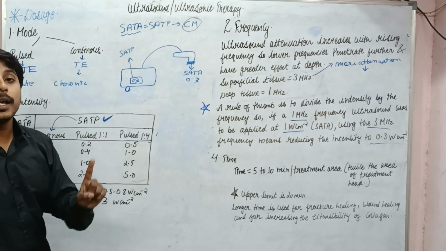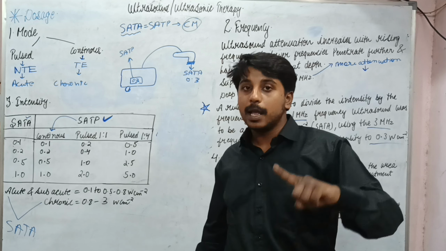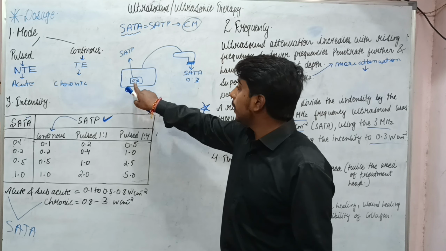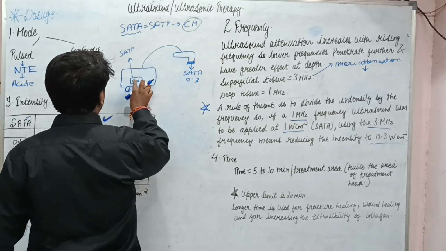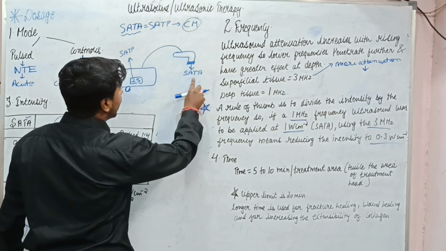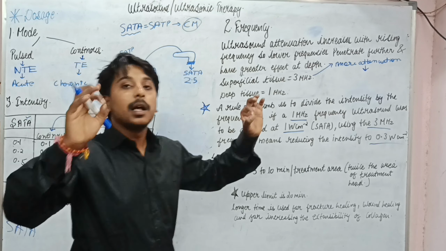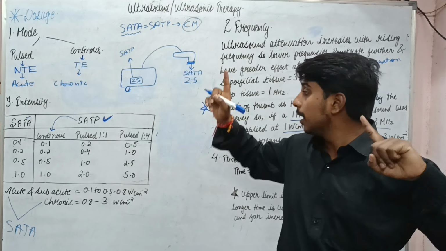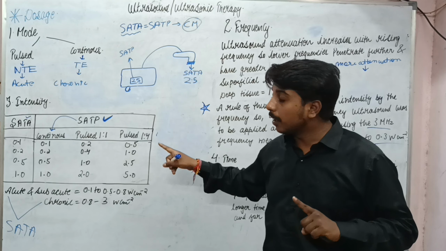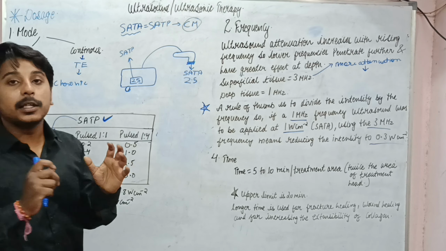So if somebody says that you need to apply ultrasound on chronic low back pain, intensity is 2.5, you will rotate it up to 2.5. So I will write here 2.5, which is SATP, and SATA will definitely become 2.5. So this is how to understand the intensity in case of chronic condition and in the continuous mode. This was about the continuous mode.